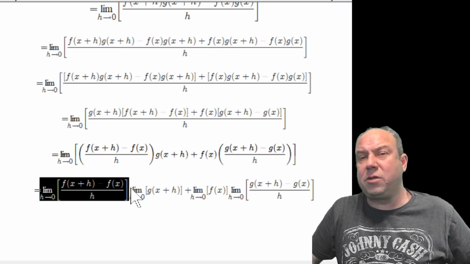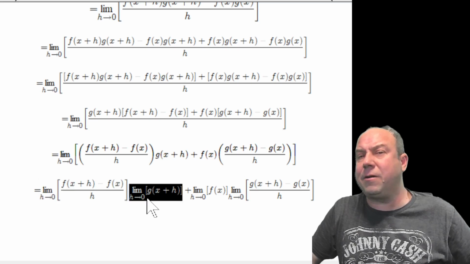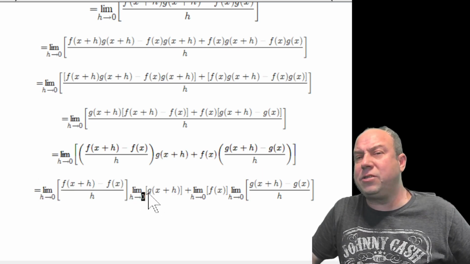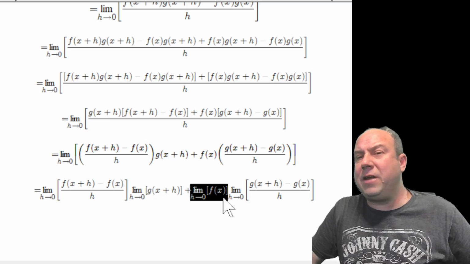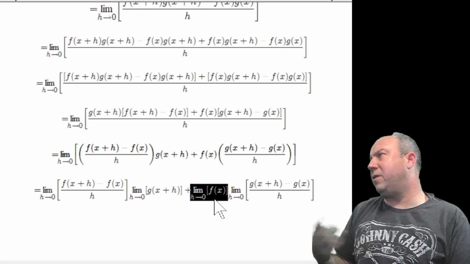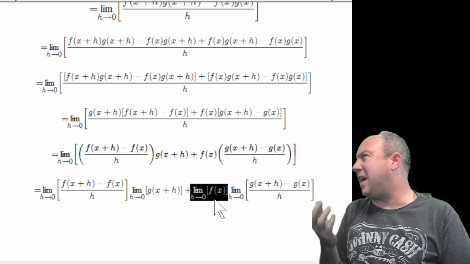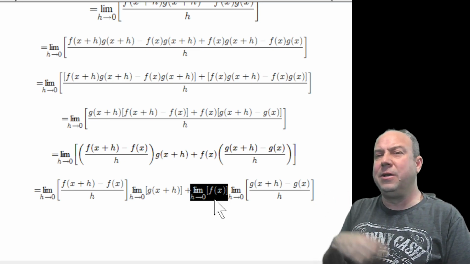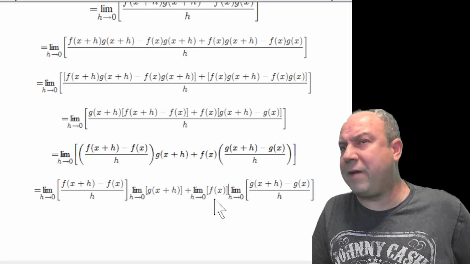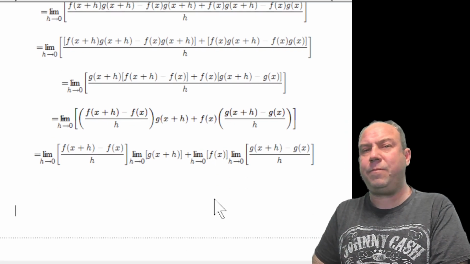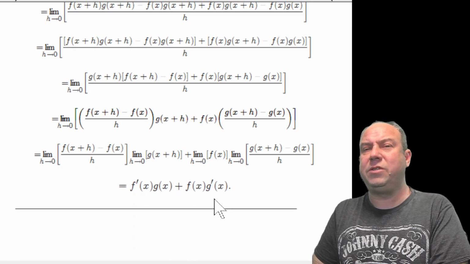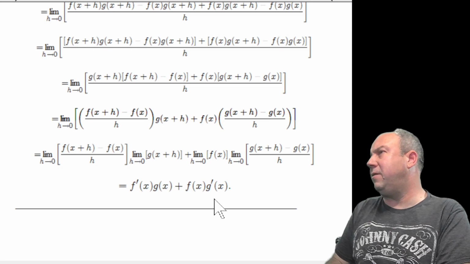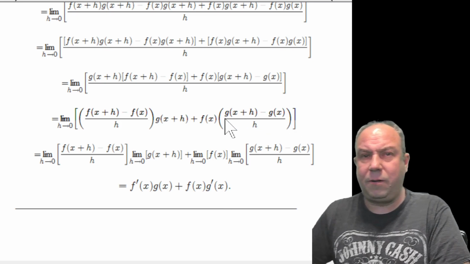Now those are being multiplied by this statement here, where as h goes to 0, this is just going to become g of x. And when h heads to 0 in f of x, that's a constant with respect to h. So it's just going to also be the value f of x. And when we think about these values, this is the result we see given by the product rule.